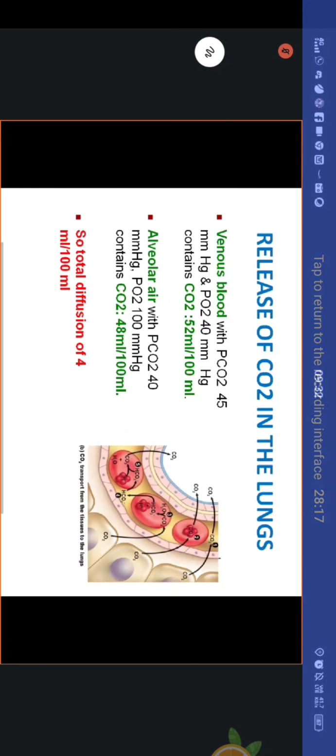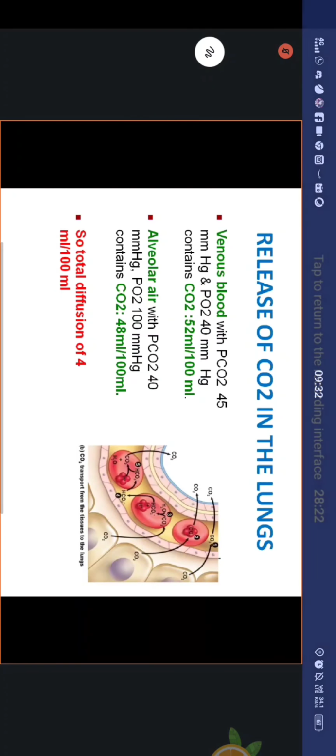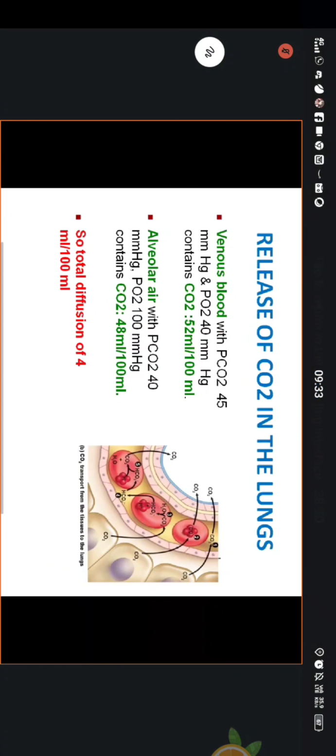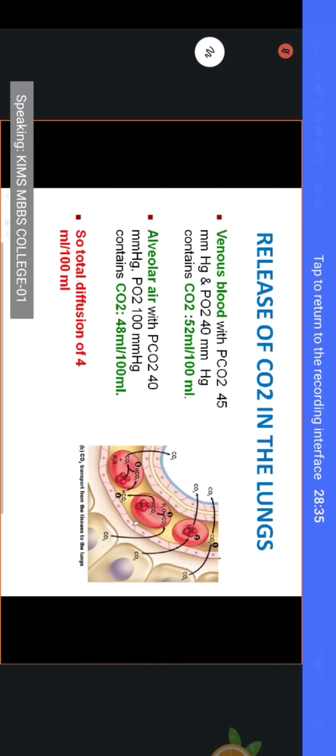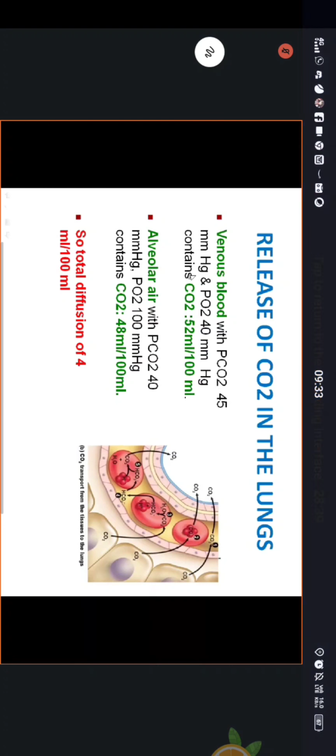So after reaching the lungs, what will happen? It should release the CO2 into the lungs. Here also same. Usually venous blood, that means coming to the pulmonary circulation, the pulmonary artery carries the deoxygenated blood. So after reaching the lungs, it contains PCO2 of about 45 mm Hg.